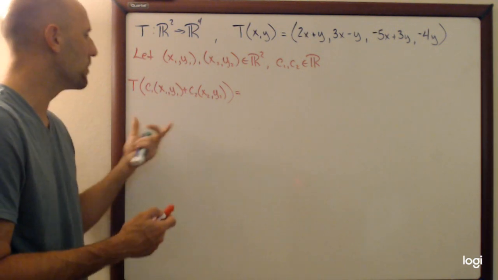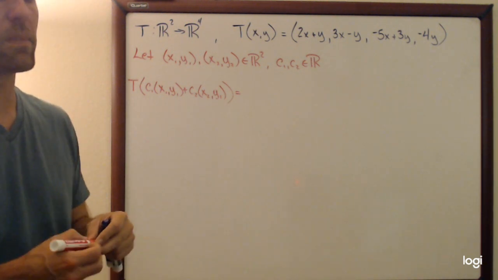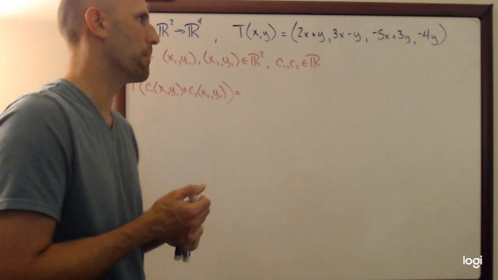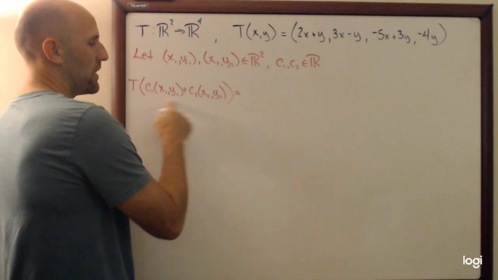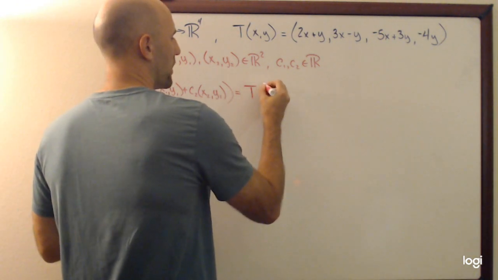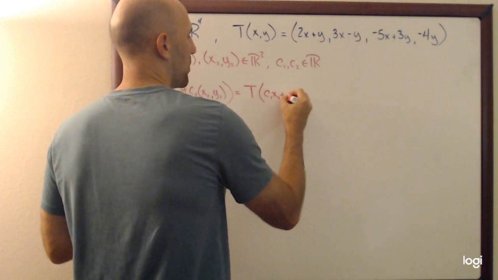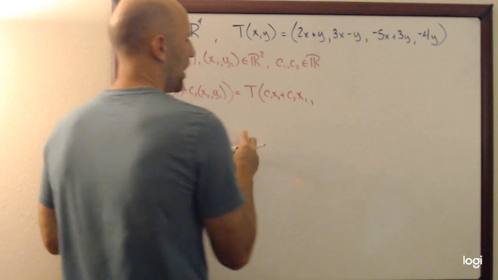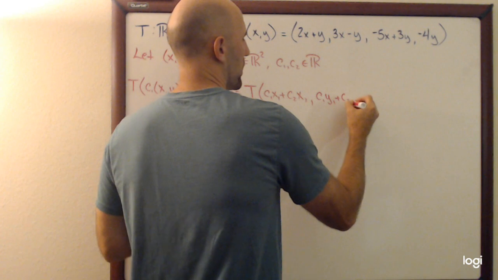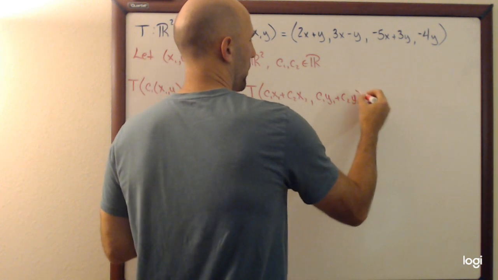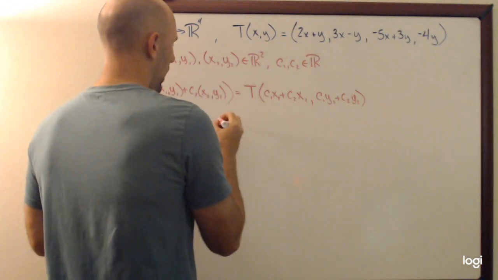So how do I do that? Well, I'm literally just going to plug these things in. These proofs are always done by plugging things in and rearranging them to where you need them. First, I need to actually add these things together. So this is effectively the transformation of, well, my first component will be c1x1 + c2x2, and my second component will be c1y1 + c2y2.